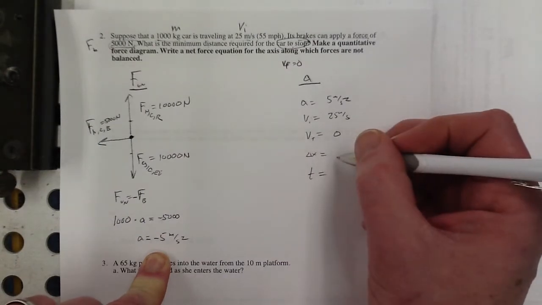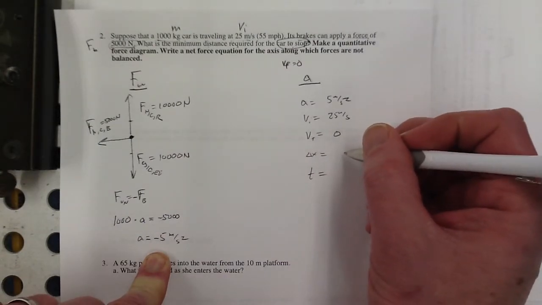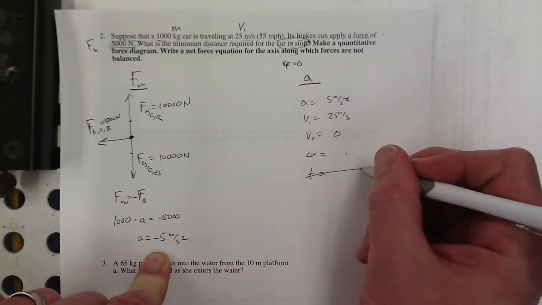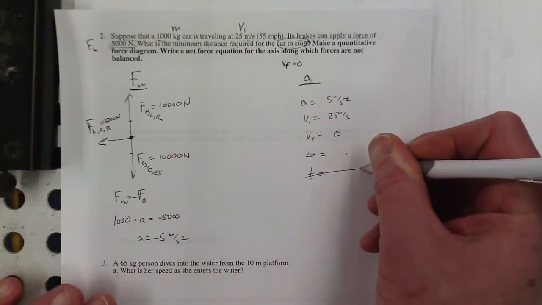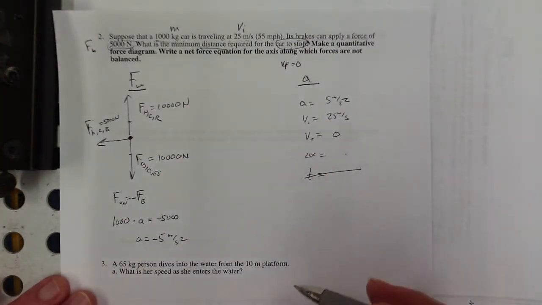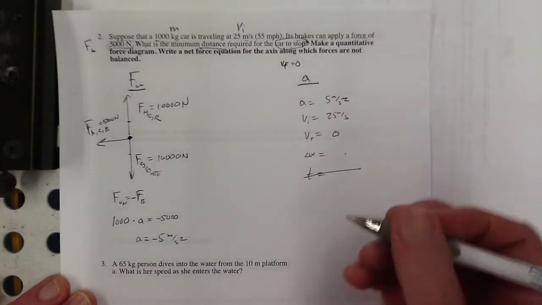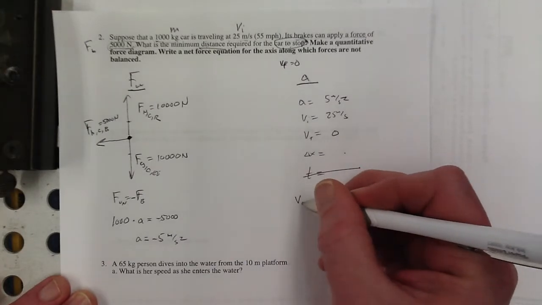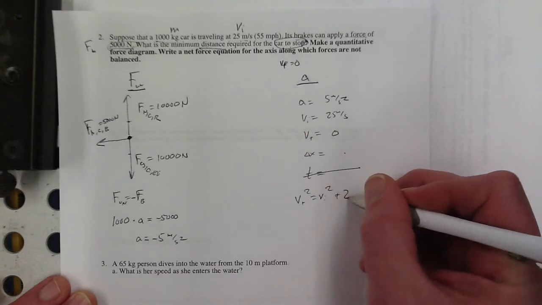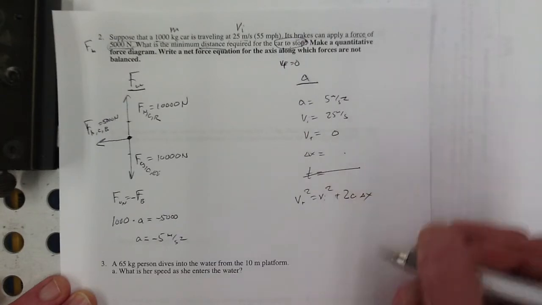And delta x, that's the stopping distance that we're interested in. I don't know how long it takes, and I don't care either. That's not what I'm looking for. We want the distance for stopping, not the time. Okay, so what relates these things? That is the vf squared equals vi squared plus 2a delta x.